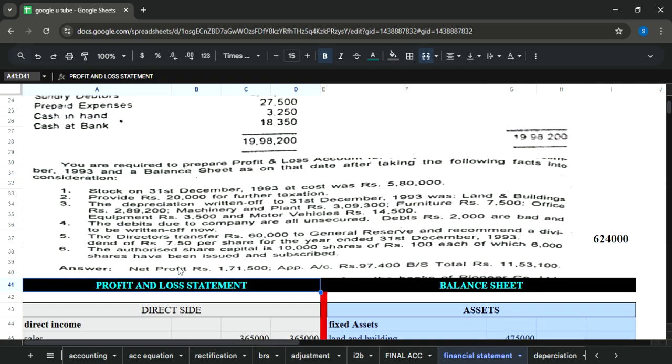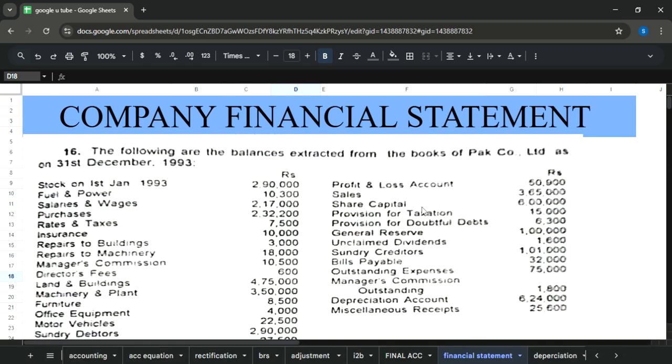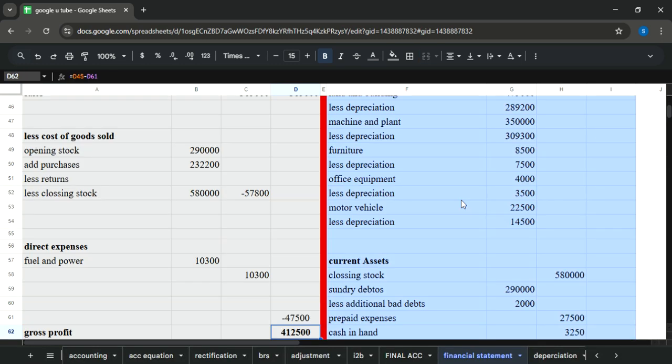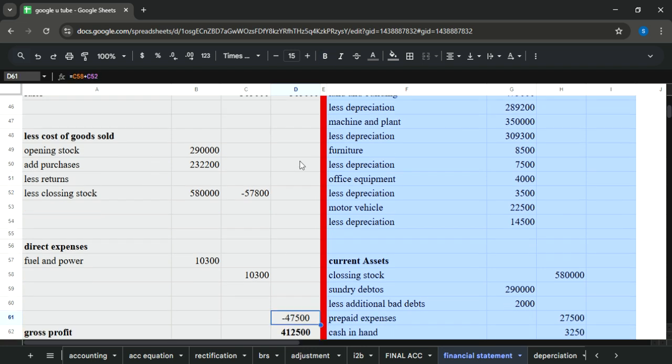What we have done: 365,000 was the amount of sales, just written over here. This is your amount of sales, and then you have subtracted cost of goods sold, and finally we are getting 412,500.